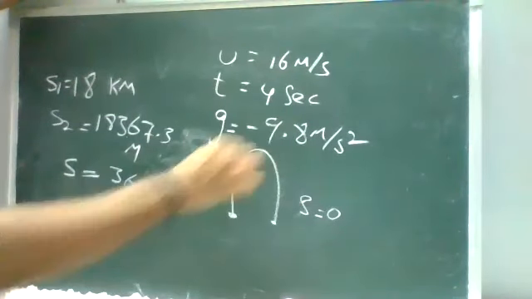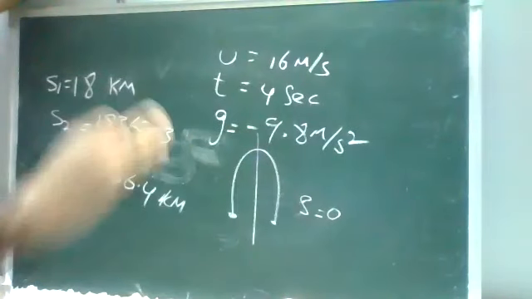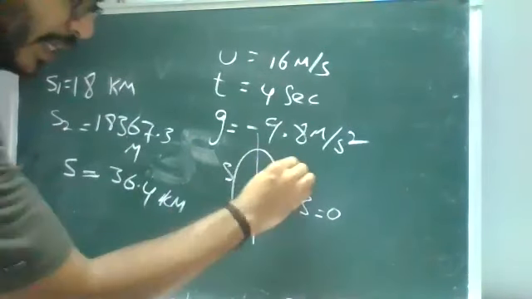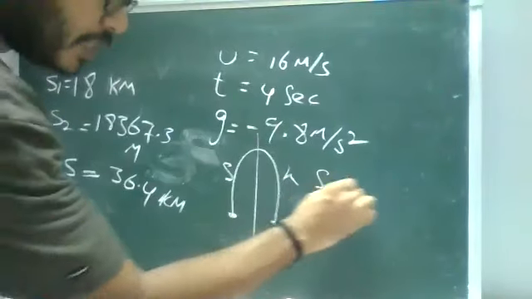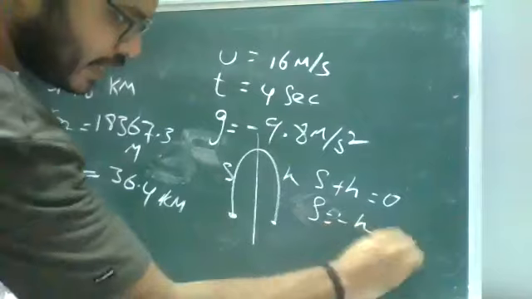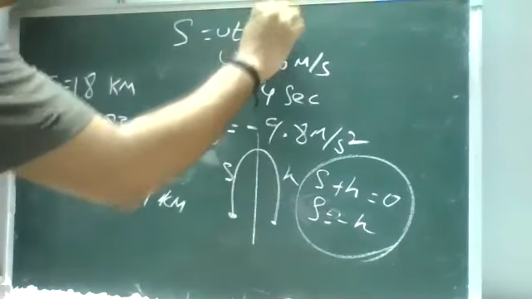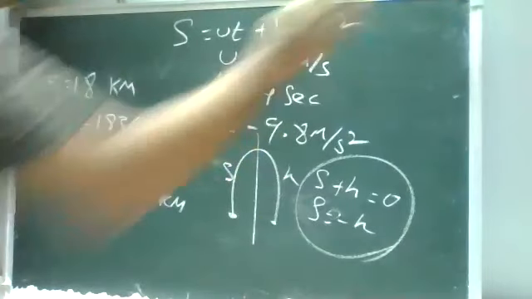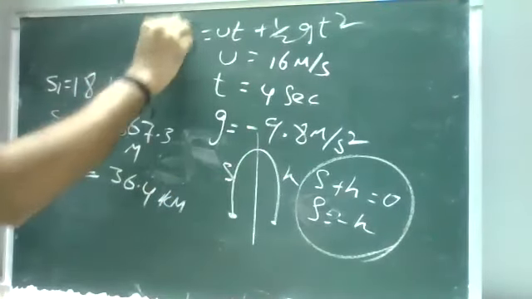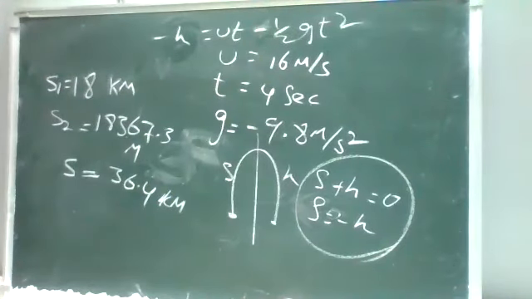What I'll do is split this, because I only need the maximum height, not the total displacement. So this part is S, and this part is the height. The total displacement S plus H is equal to 0. Then S is nothing but minus H. So take the relation S equal to ut plus half gt square, where S is minus H and g is minus. Try to find the height from this relation.